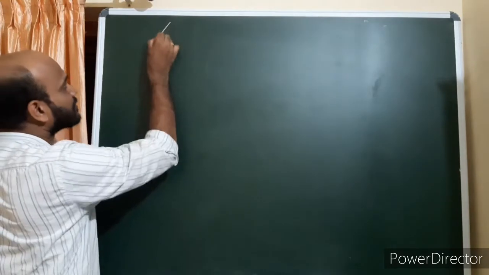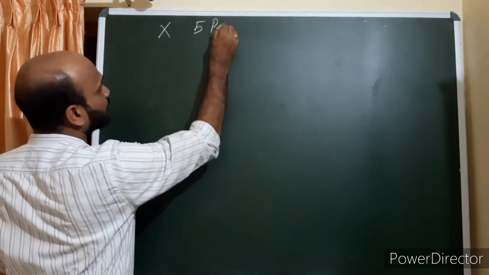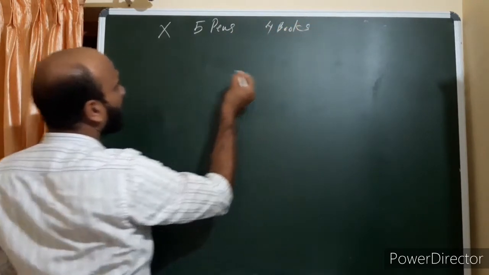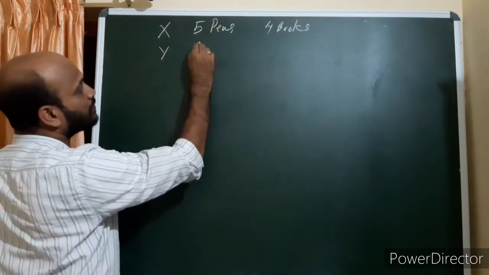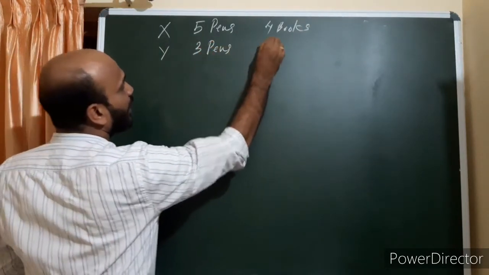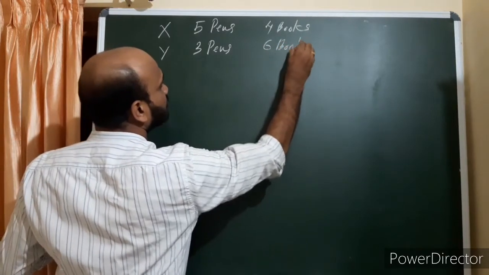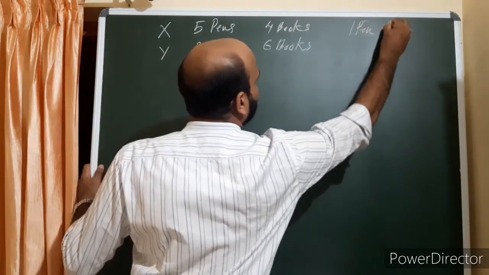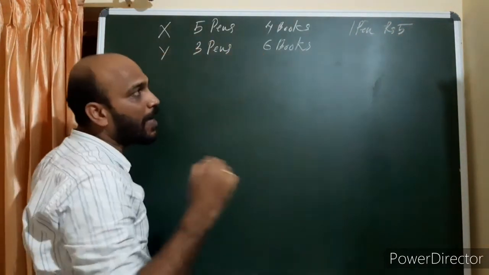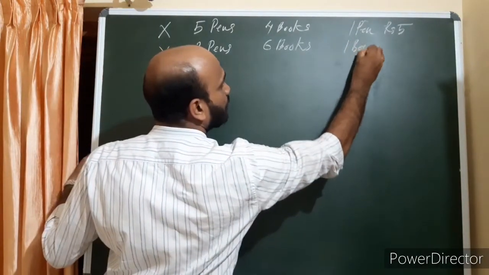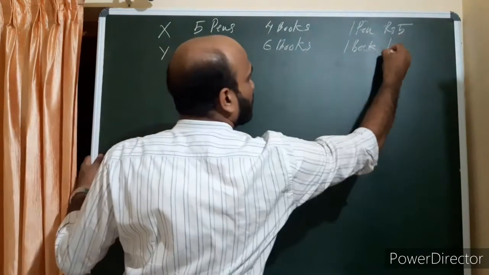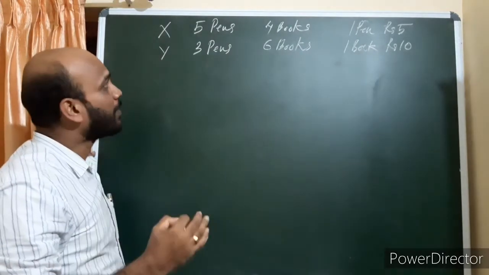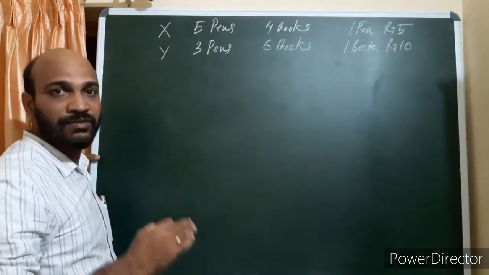Suppose a person X bought 5 pens and 4 books, and person Y bought 3 pens and 6 books. The price of one pen is rupees 5 and the price of one book is rupees 10. The question is, what is the total amount spent by person X and person Y?